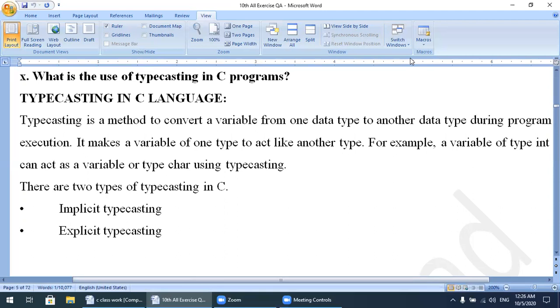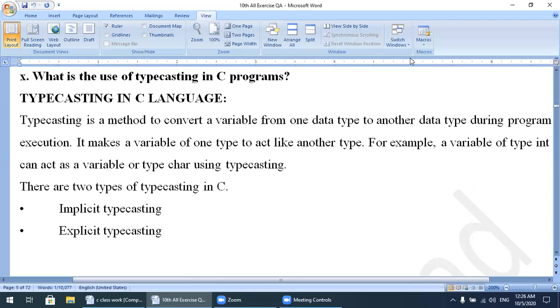Typecasting is the method to convert a variable from one data type to another data type during program execution. For example, you have declared a variable of type integer, let's say int x. So x is an integer, and you want to use that integer value as a float value. It means that you are doing the typecasting process.